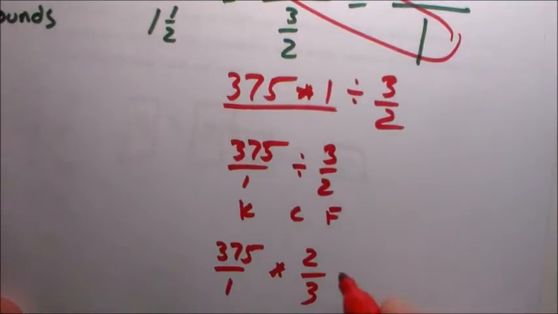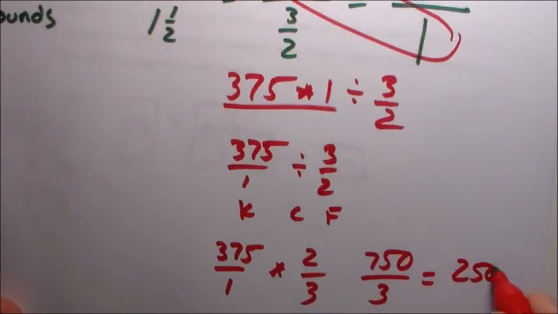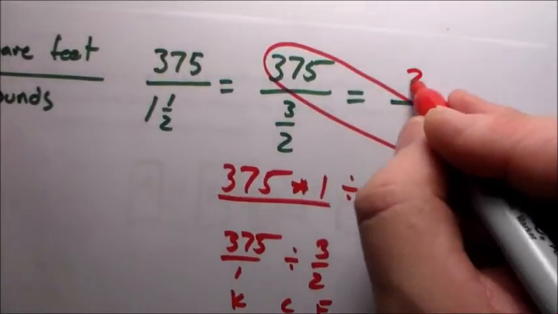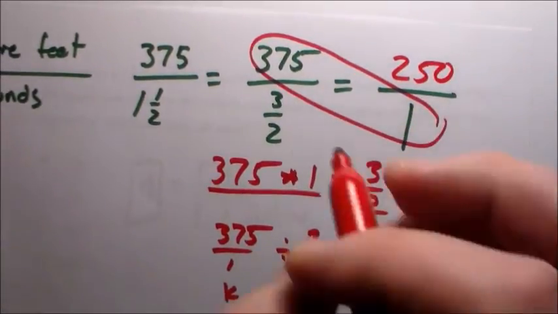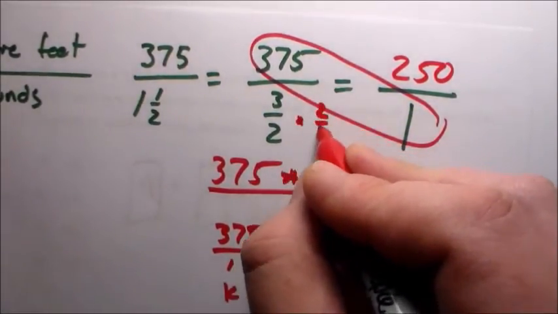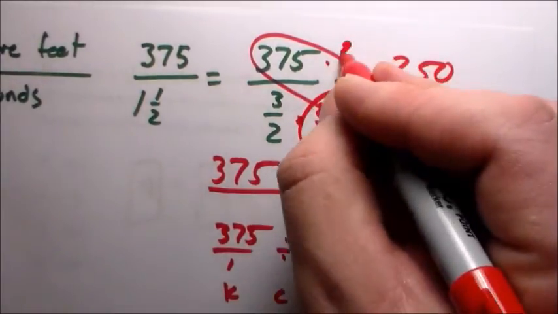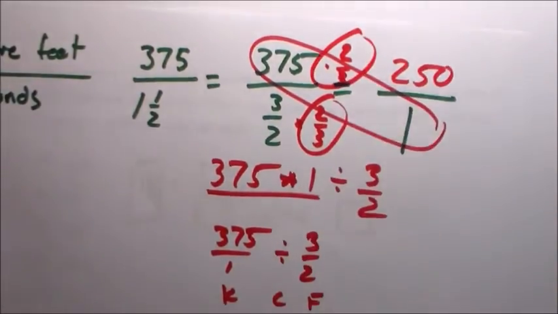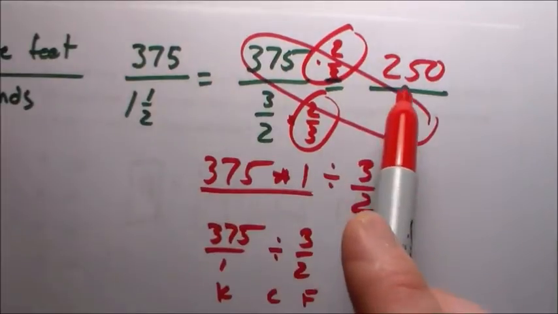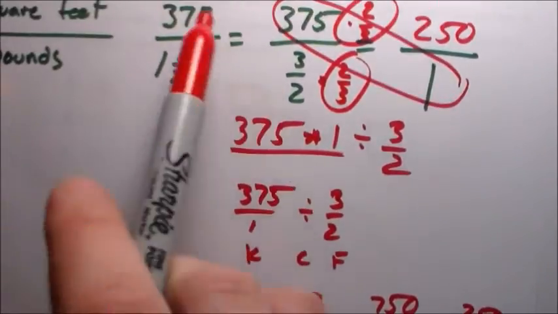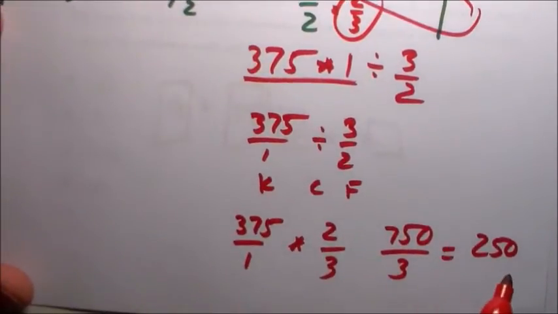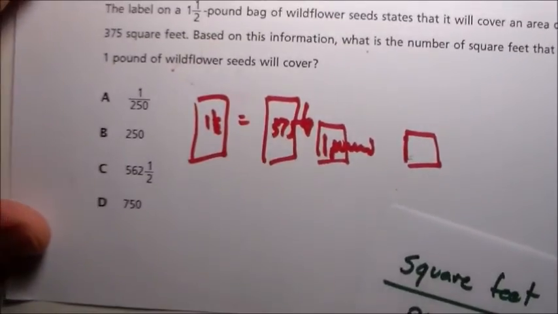And what do we do now? We just multiply across. 375 times 2 is 750, divided by 3 is going to equal 250. So there we go, that's our answer, 250. Again, you can multiply by the reciprocal if you want, multiply by 2/3, and that will get you 250 as well. But if you do it out through cross multiplication, you're still going to get 250, which is our answer.